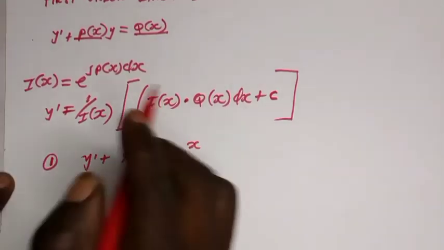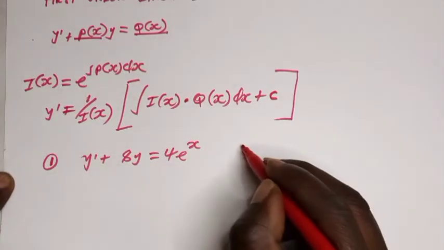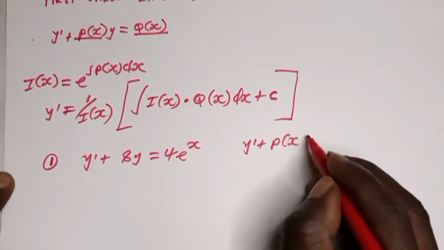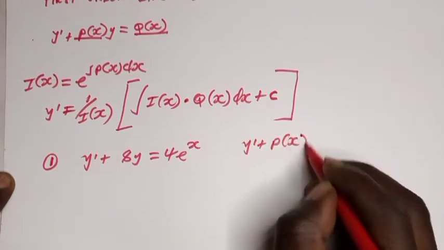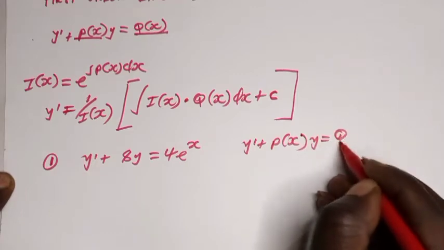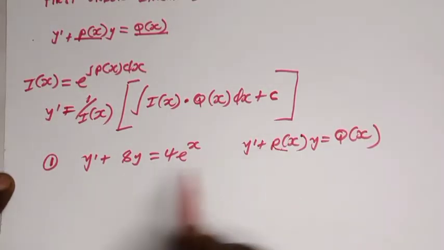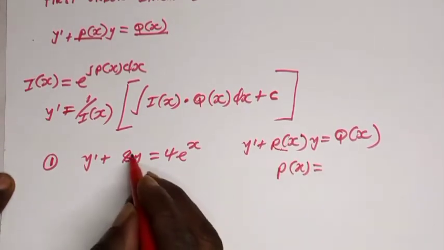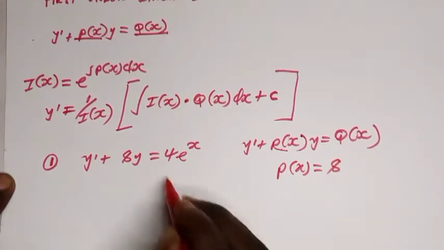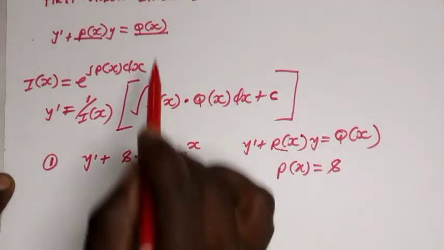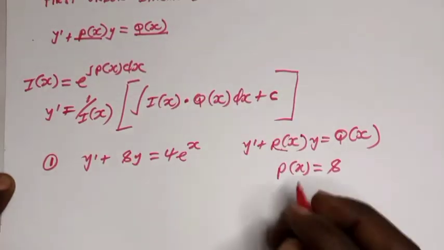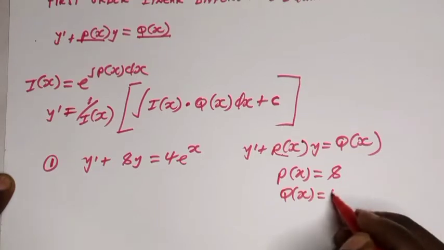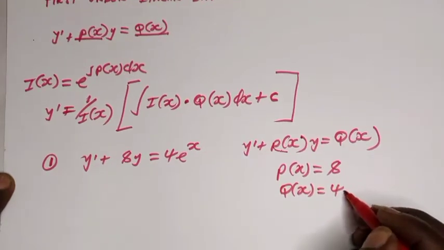So let's consider this one. Let's take this formula, y prime plus p(x) y equals q(x). Here p(x) is equal to 8, and for q(x), we all know that it is 4e power x.